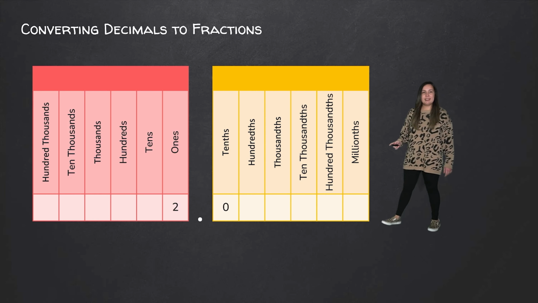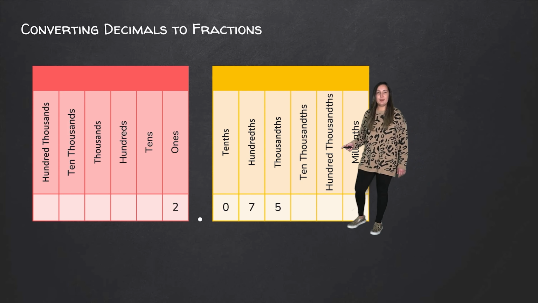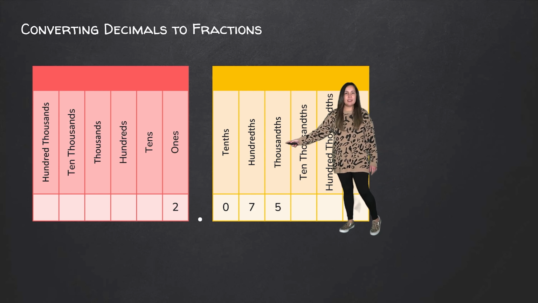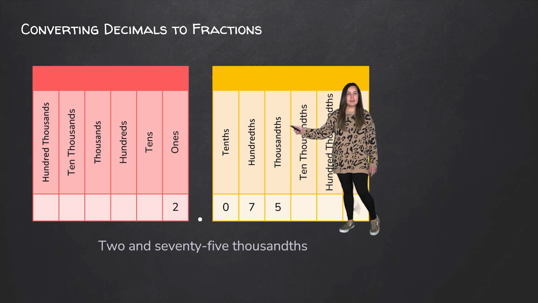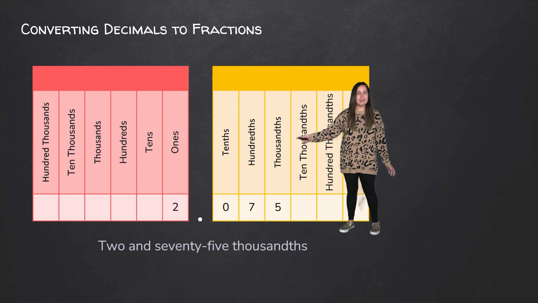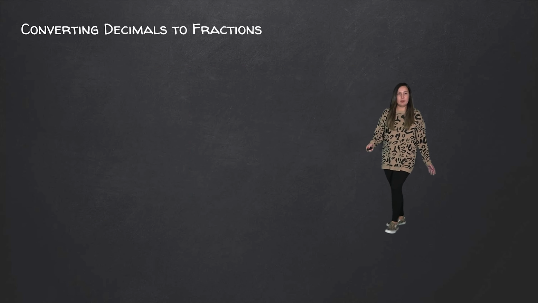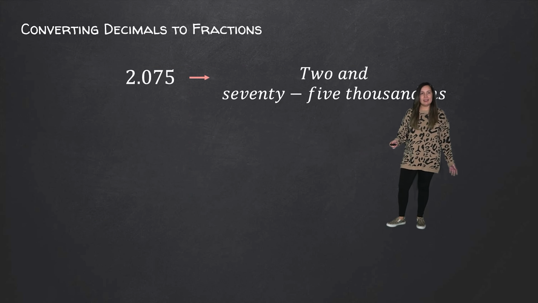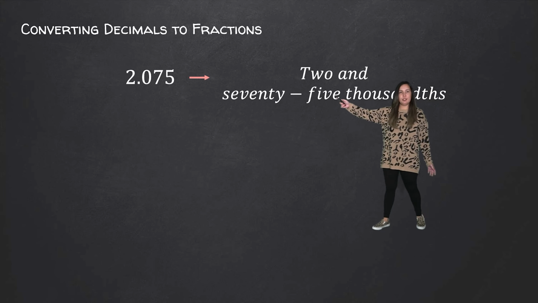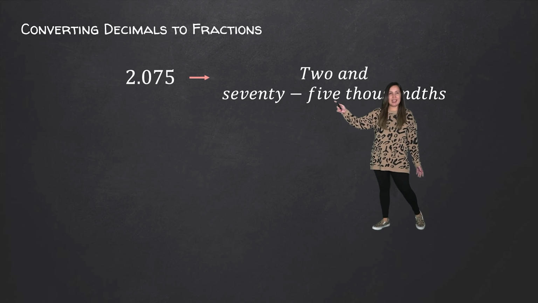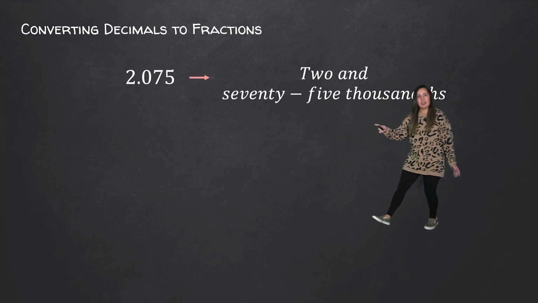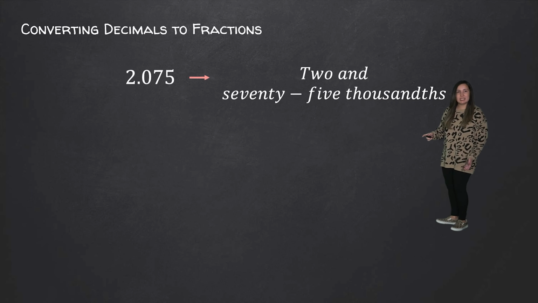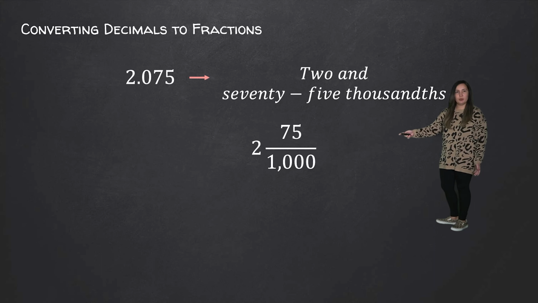Here we have our next number, which is 2.075. Notice that this ends in the thousandths place value, making this 2 and 75 thousandths. And that will help us write this number as a mixed number. So 2 is our whole number, and then we have 75 thousandths, meaning we're going to have 75 out of 1,000. All right, so we have 2 and 75 over 1,000.